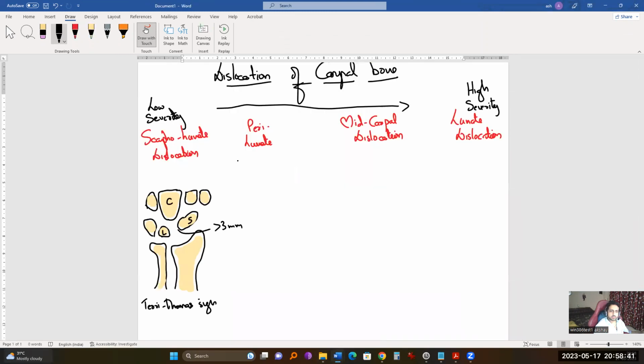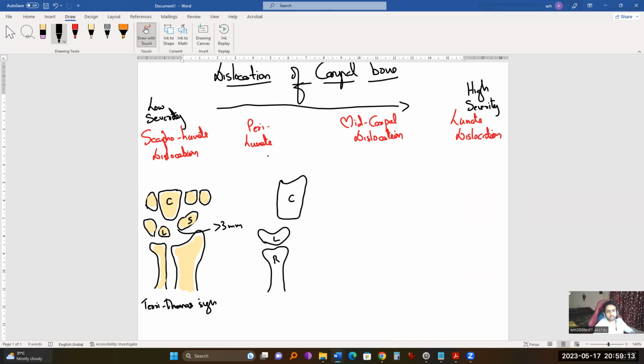So the gap will be more than 3 mm. So next is the perilunate dislocation. What happens in a perilunate dislocation is, this is the radius, then comes the lunate, then above the lunate there's a large bone that is the capitate. This is the lunate, this is the radius.